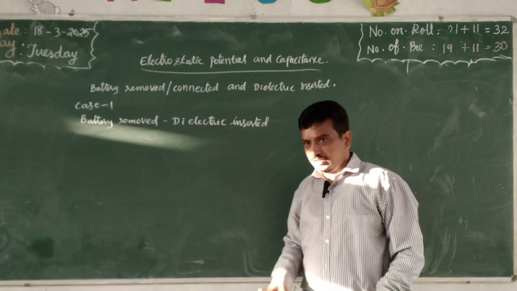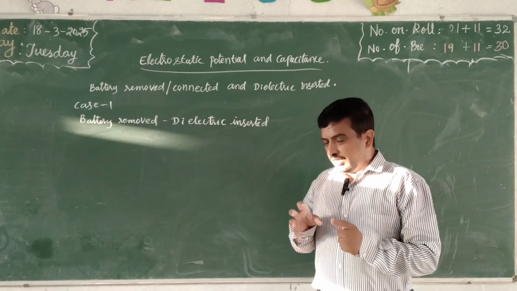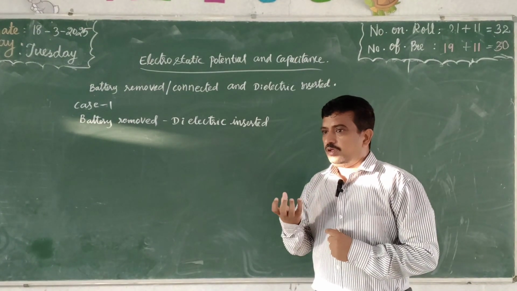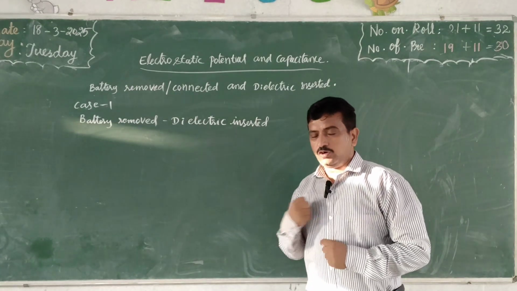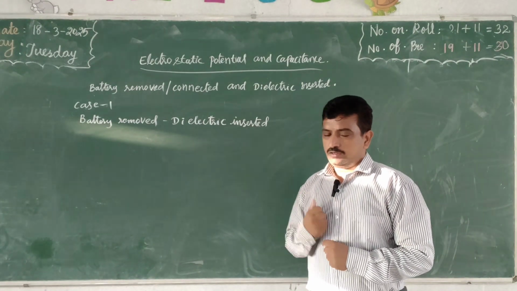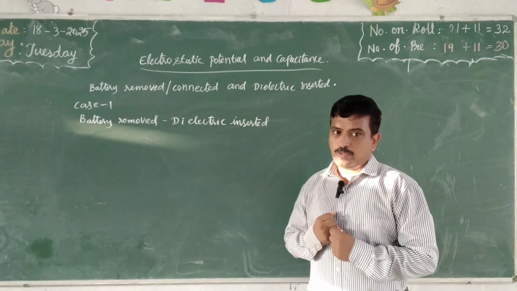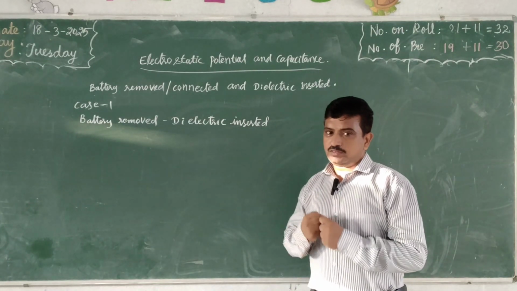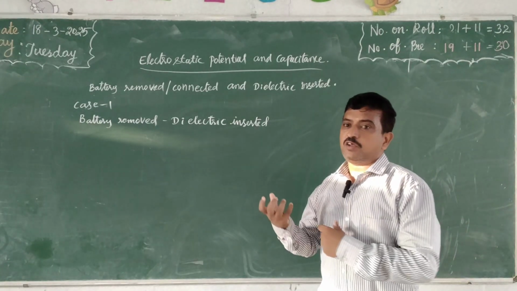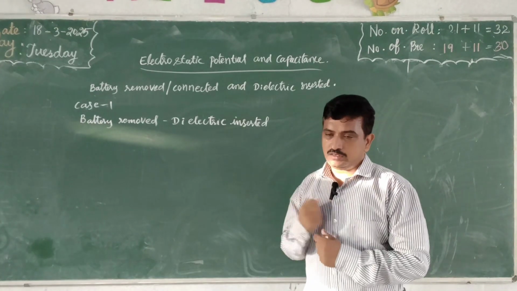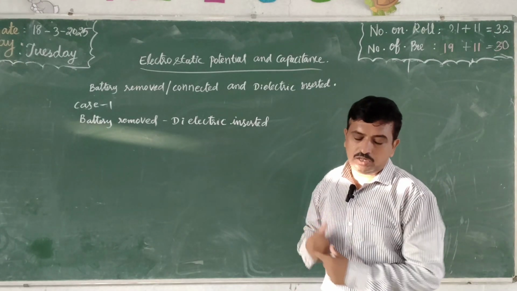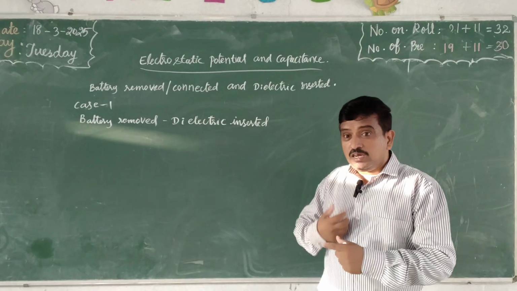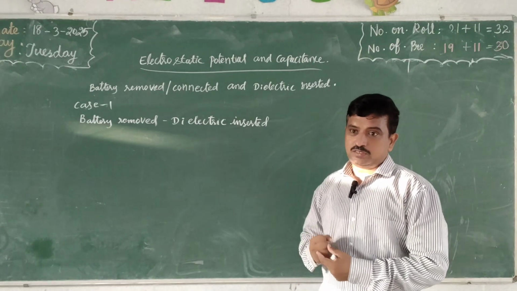Today's concept is a battery connected to a capacitor. Here it has capacitance C naught, charge Q naught, potential V naught. When the battery is removed and a dielectric is inserted between the plates, what are the changes? How does the electric field change, does it increase or decrease? Does the potential increase or decrease? Does the capacitance increase or decrease? Does the potential energy increase or decrease? That we discuss.